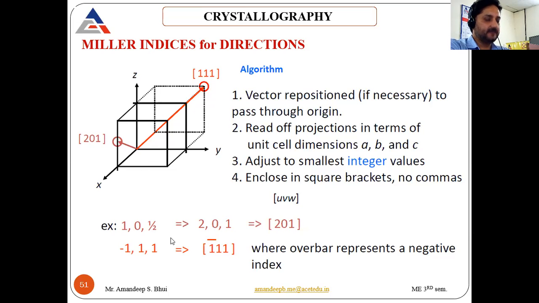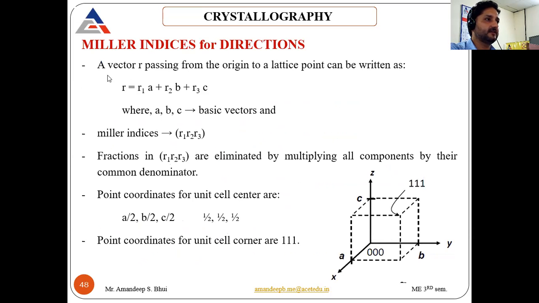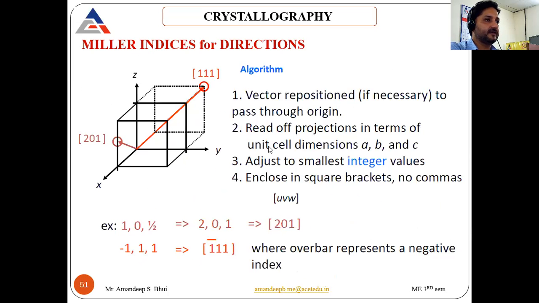Now in this case we will find the values of R1, R2, R3 for the vector. This was where we calculated the values of R1, R2, R3 that define the vector in the a, b, c direction, that is the x, y, z direction. Here the value of R1 in the x direction is 1, the value of R2 in the y direction is 0, and the value of R3 in the z direction is 1 by 2. So we write down these values of R1, R2, R3 as 1, 0, and 1 by 2.